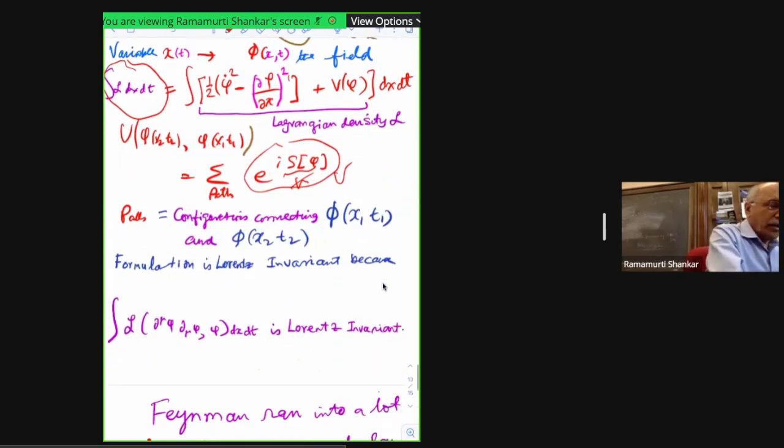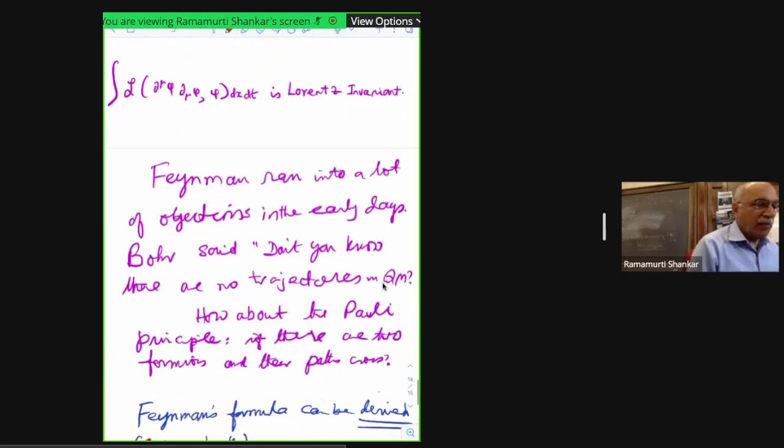So I will conclude by saying this objection that came up earlier. They ran into a lot of trouble saying, "Mr. Feynman, don't you know there are no trajectories?" Another question they had, how about the Pauli principle? What if you have two particles, they're running around everywhere and anywhere? What if one of them goes to the same location as another one in your sum over paths? Shouldn't that be excluded by the Pauli principle? Well, he had an answer for all of them.